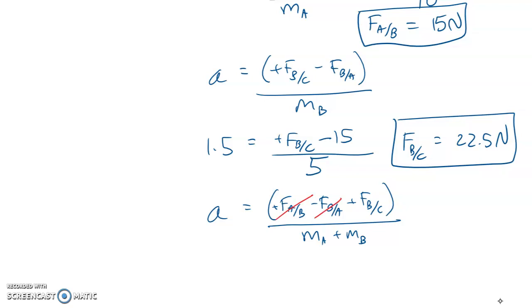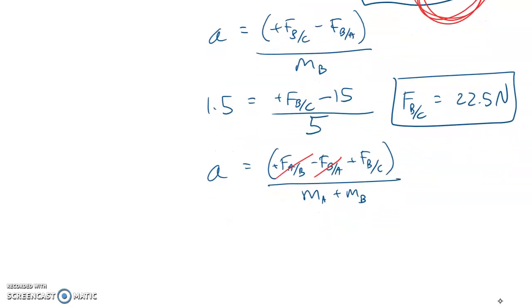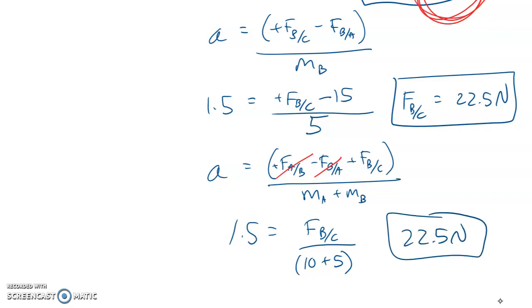We don't even need to know. Let's say we hadn't calculated that up here. Well, we don't need to know what it is because it cancels out. And now we can get an answer to this question by just putting in the force on B by C. Over here, I could have put in the acceleration, should have done that, 1.5, and divide by those two masses added together. So that's going to be 10 plus 5 added together. And so my answer in that situation is, again, going to be 22.5 newtons.